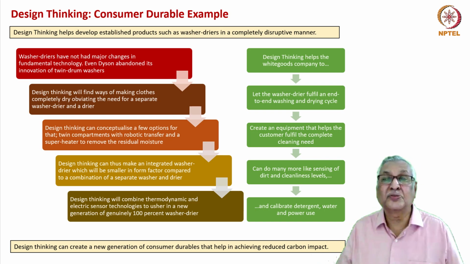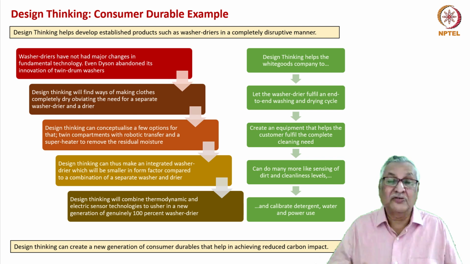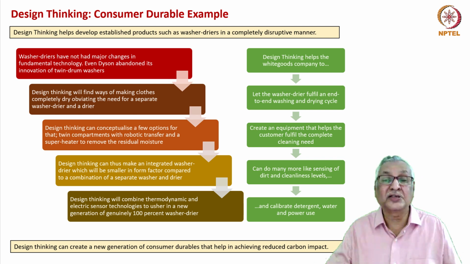Let's go back to the consumer durable example, the washer dryer. We had seen what market research provides for the washer dryer. Washer dryers haven't had major changes in fundamental technology. Even Dyson abandoned its innovation of drum washers. Design thinking will find ways of making clothes completely dry, obviating the need for a separate washer and a dryer. There may be vested interest on the part of consumer durables companies taking the washing drying cycle up to 85% dryness and leaving the rest to be done in a dryer. Maybe disruptive thinking could break this mold and create new demand vistas for washer dryers.